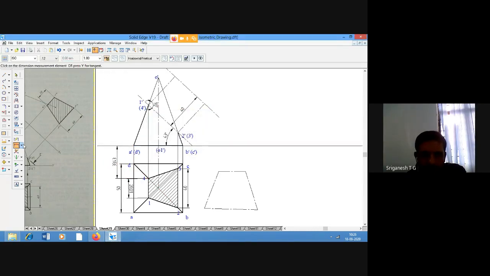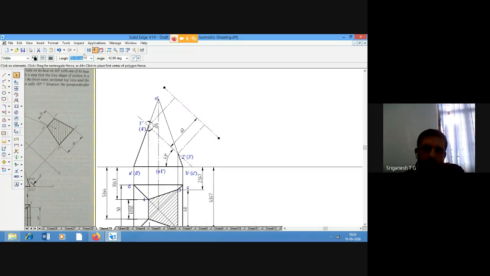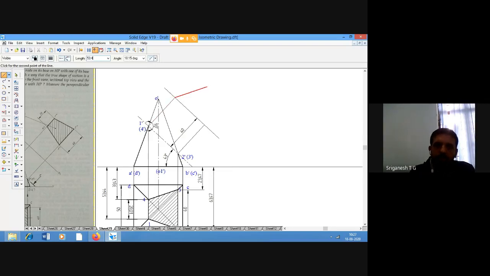Then XY line to point number 1. Then XY line to point number 3. Then XY line to point number 2. Right? Okay, now for these distances, let me draw the line. How much is point number 1? 53.4. 3.44. Second, what is this angle? 47.1.